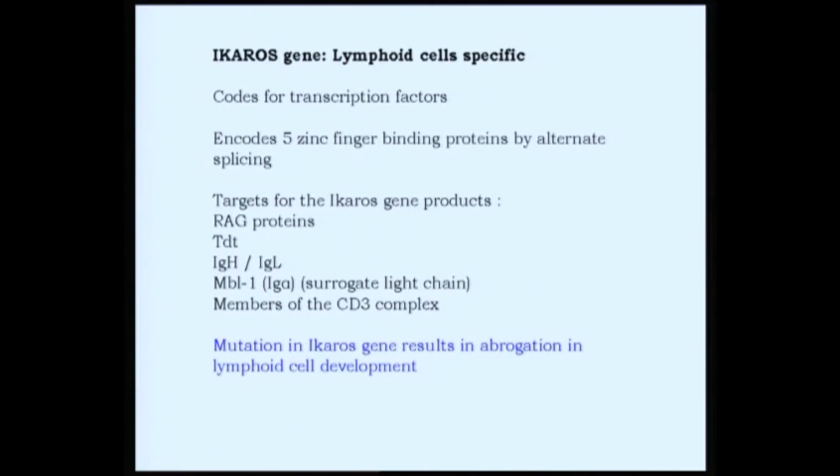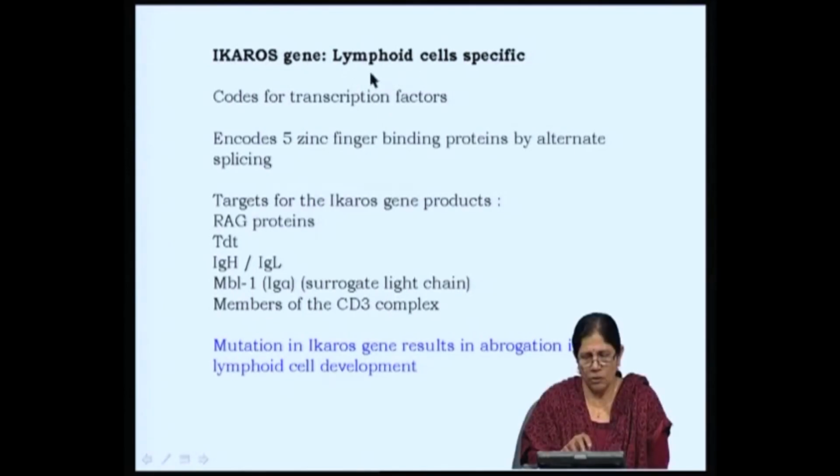So, when people started to look for factors in the T and B cells which allow expression of RAG1 and 2, they found a gene called Ikaros. Ikaros, like I said a minute ago, is highly lymphoid cell specific. Ikaros codes for transcription factors. These transcription factors encode 5 zinc finger binding proteins, and this is by alternate splicing.